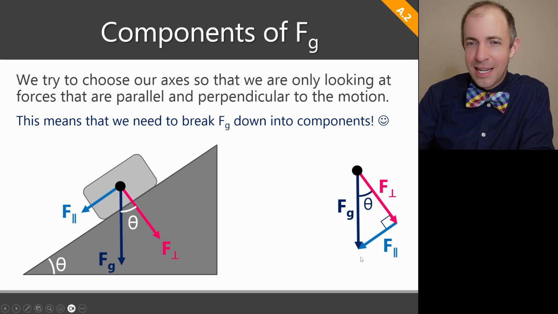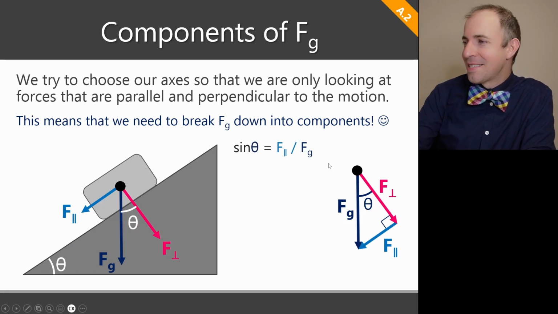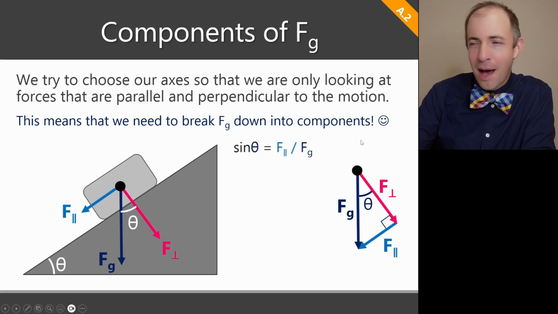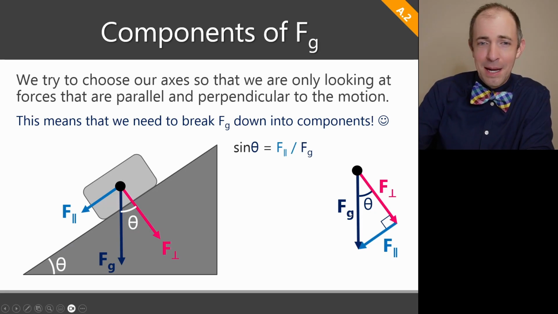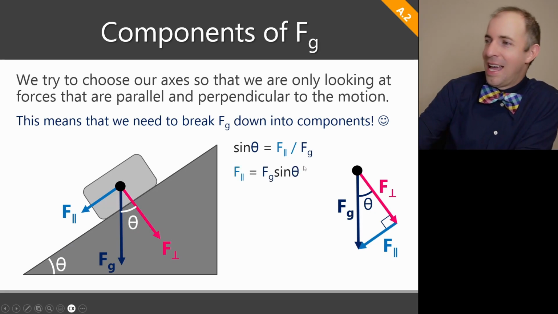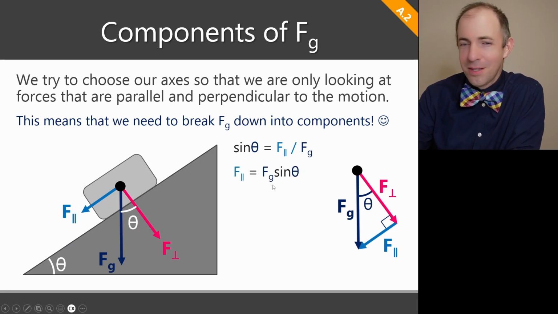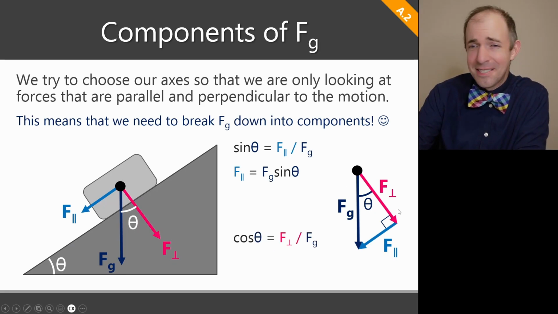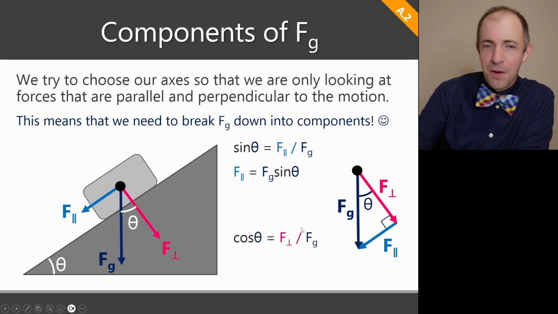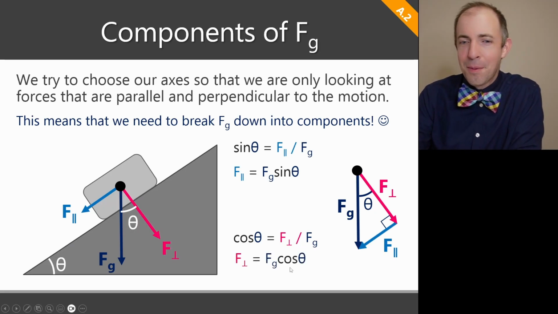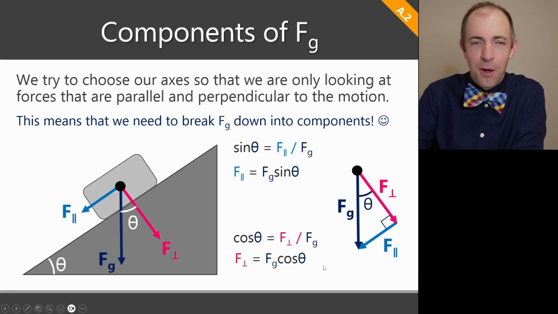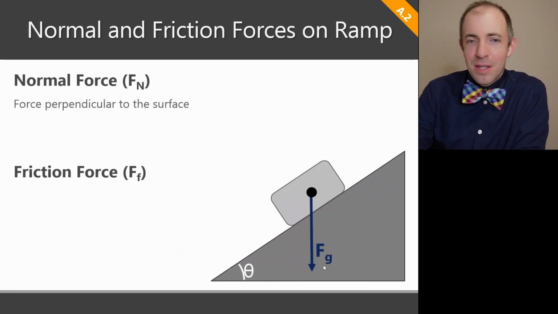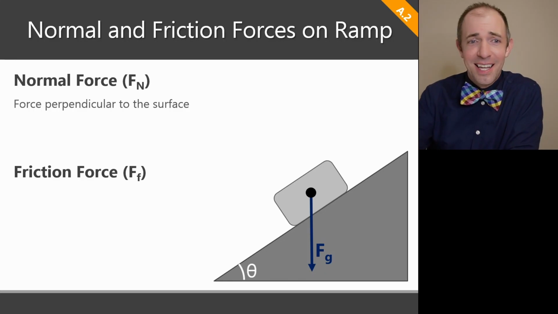So we can use some trigonometry to solve for this. If I find the sine of theta, that's opposite over hypotenuse, the parallel force divided by the force of gravity, and I can rearrange and solve for the parallel force as Fg times the sine of theta. Do the same thing for cosine, and we find that it's the adjacent side, F perpendicular over Fg, or solve for F perpendicular, and that's force of gravity times the cosine of theta. So let's do this. Let's plug it in.